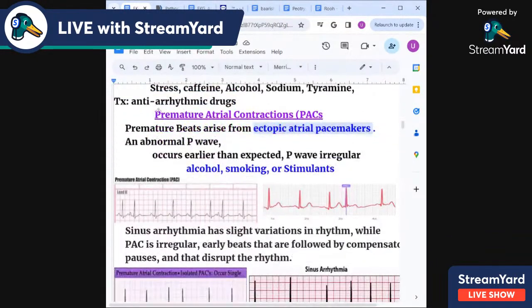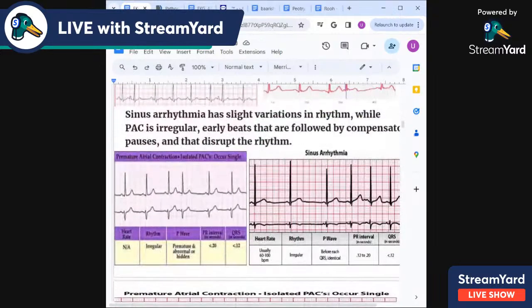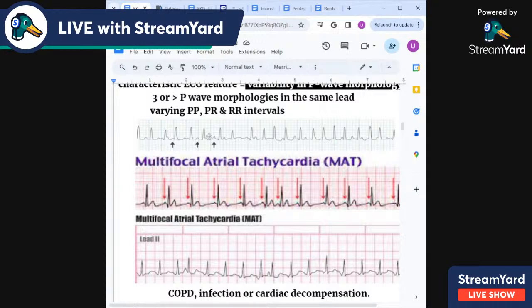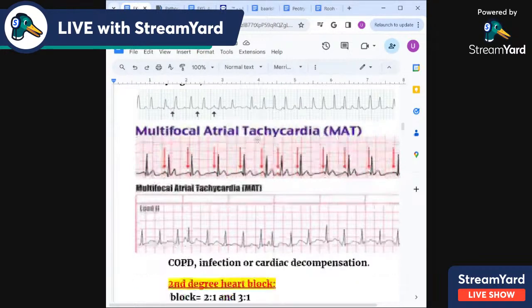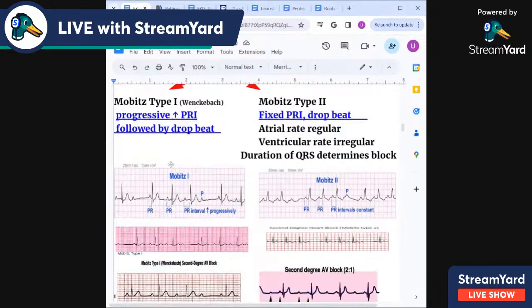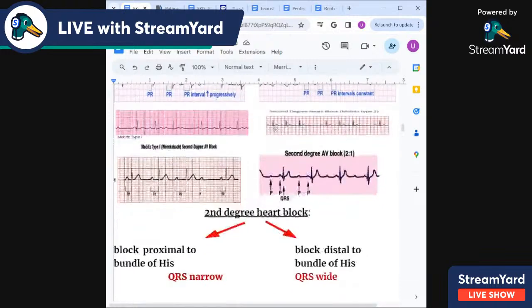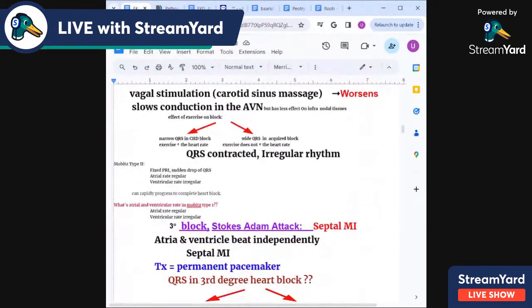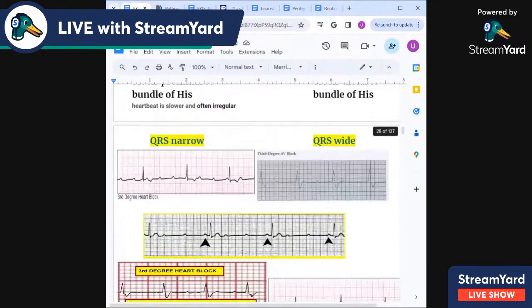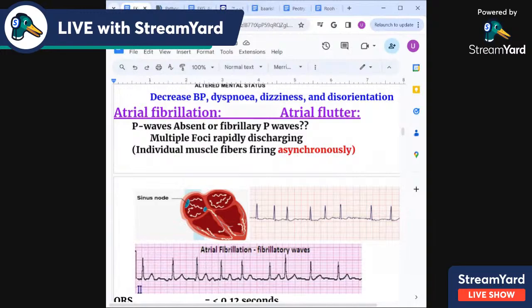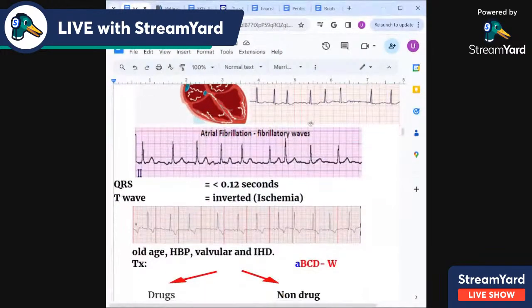Then we had multifocal atrial tachycardia, multiple foci discharging in the atria. And then finally, we had the second and third degree heart blocks, Mobitz type 1 and Mobitz type 2 with the EKGs. That was third degree heart block, and then we had atrial fibrillation, and finally atrial flutter.